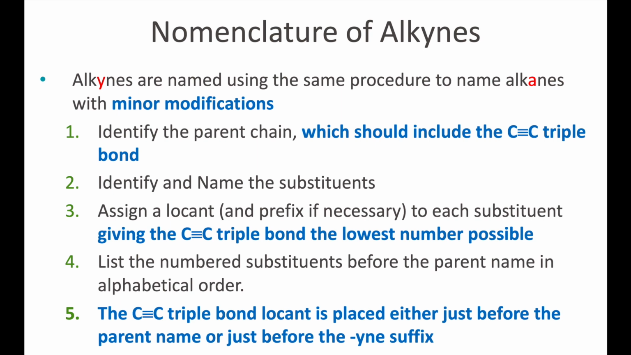Alkyne nomenclature is very similar to alkene nomenclature, which is also very similar to alkane nomenclature, except with these modifications. First, you have to identify the parent chain, which now should include the carbon-carbon triple bond. Then you identify and name the substituents. That's not anything different. Third step is to assign the locant to each substituent, giving the carbon-carbon triple bond the lowest number possible. So whichever end you start out with should give the carbon-carbon triple bond the lowest locant number possible. Then, just like the alkane, you would list the number of substituents before the parent name in alphabetical order. Then lastly, the triple bond locant is placed either just before the parent name or just before the -yne suffix. Okay, so we'll go over this now.